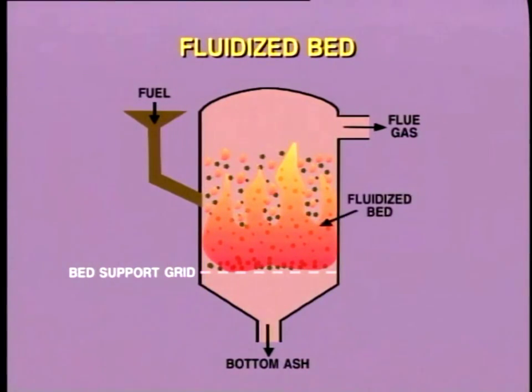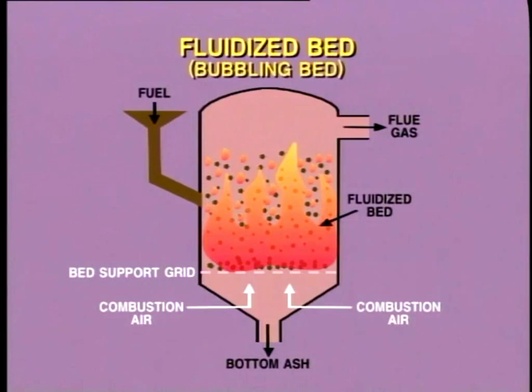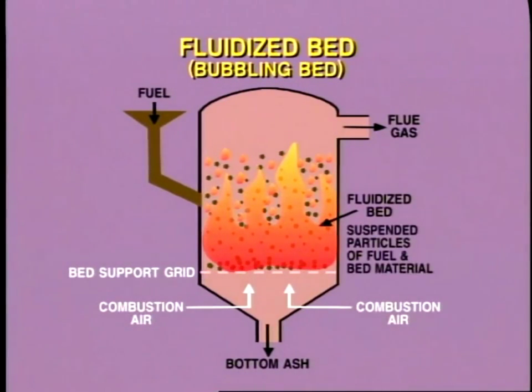Combustion takes place in a bed floating on the combustion air, which is fed up through the bottom of the furnace. This is often known as a bubbling bed. Particles of fuel and bed material, sand or fine gravel, are suspended in the air and gas stream, almost resembling a fluid, hence the name. Well, isn't this just like pulverized coal then? Well, no. The fluidized bed allows us to burn much larger particles than pulverized fuel. But what's the advantage of this type of combustion?